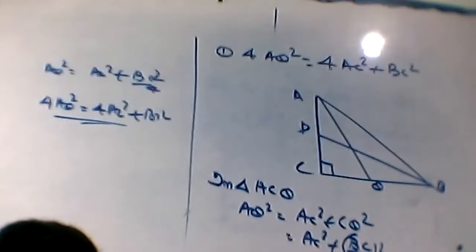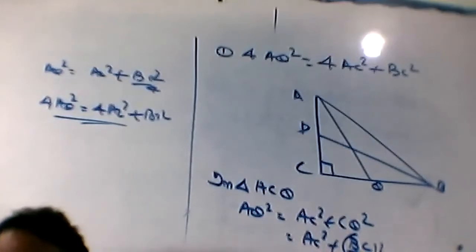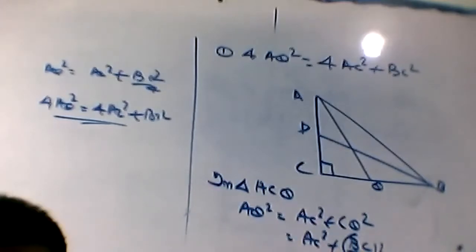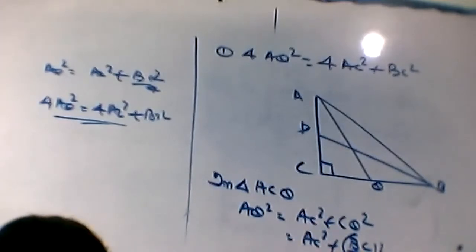Once again, prove that 3 times the square of any side of an equilateral triangle is equal to 4 times the square of the altitude. Okay, can you try?